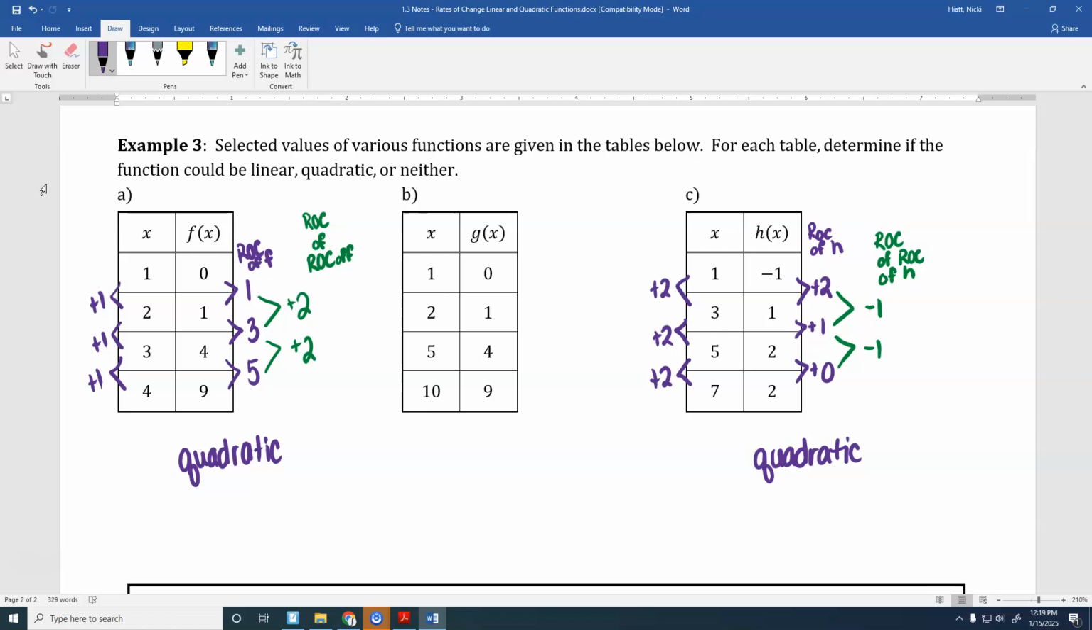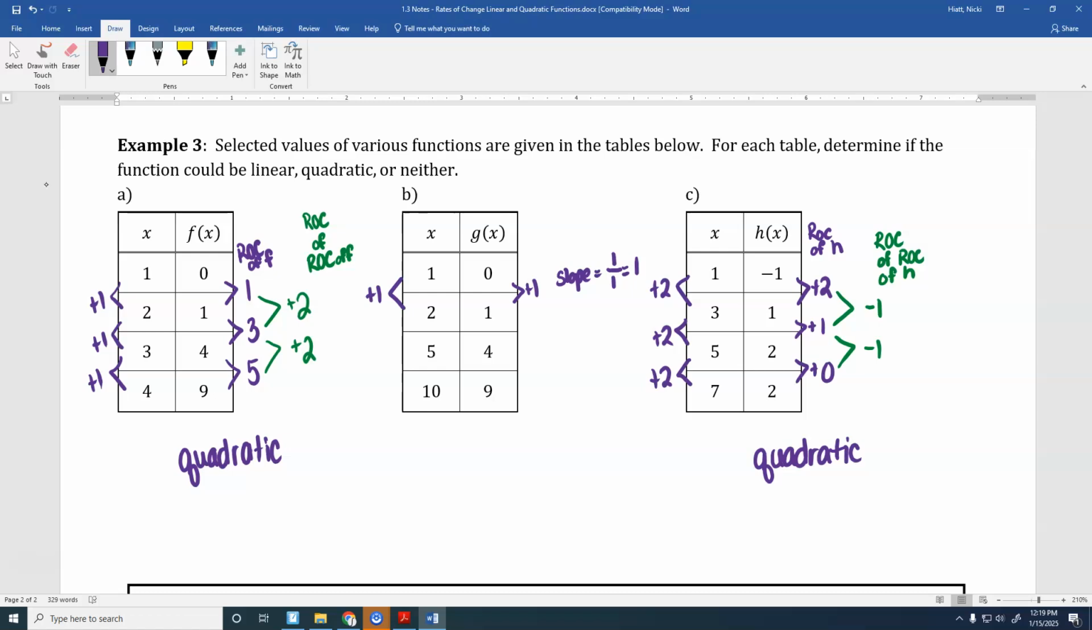Now, for B, we're going to have to look at the slope for these because we do not have equal length input values, consecutive equal length input values here. So from 1 to 2, that goes up 1. And from 0 to 1, that goes up 1. So the slope would be change in y over change in x, 1 over 1, which just gives you 1.